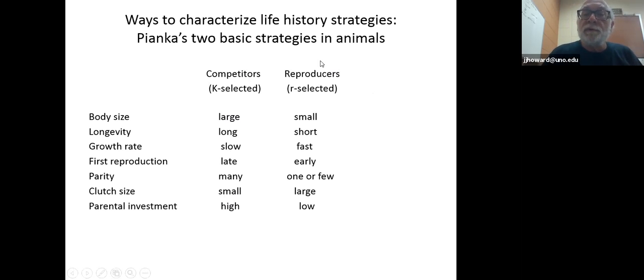His other extreme were the reproducers, and he called them R-selected. And R is the population growth rate. So these are species that never experience competition. Instead, their fitness is determined by how well they can survive catastrophic events that kill most of the population. Well, in order to do that, you want a lot of offspring because at least a few of them will survive. If you only have a couple of big offspring and 99% of the population dies in a catastrophe, very likely all of your offspring died. But if you have 10,000 offspring, then it's very likely that at least a few of them will survive.